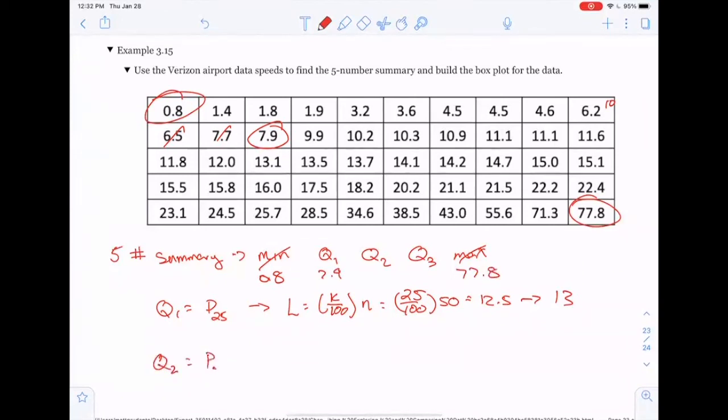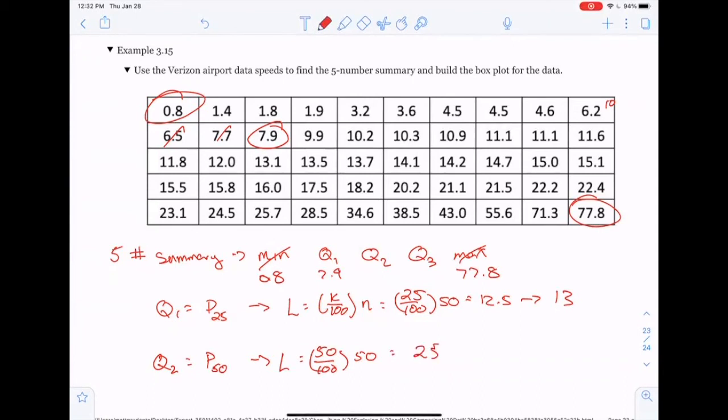Q2 is the median, or the 50th percentile. I'm going to compute this using percentiles instead of finding the median, because we're in percentiles mode. So I'll do 50 divided by 100 times 50. I'm looking at the 50th percentile, but there are 50 pieces of data. It's okay if those are repeated; that's more of a coincidence. And if I do this, I'll get 25.